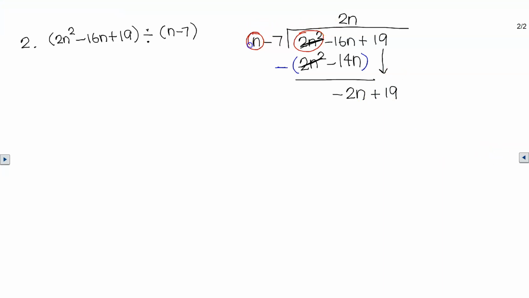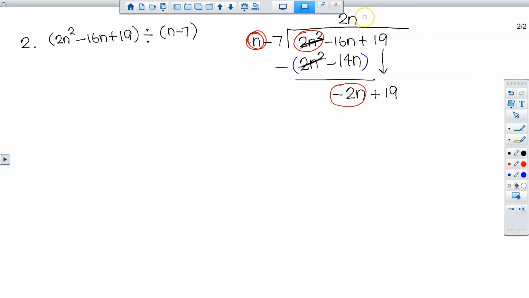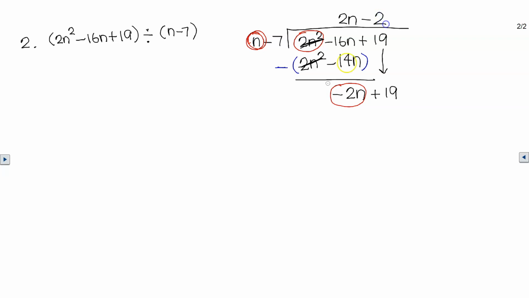So this time around, we're going to ask how many times will n go into negative 2n. So in other words, what would I have to multiply times this n to get it to become negative 2n? We would have to multiply n times negative 2 to get that to become a negative 2n. All right, so now let's multiply. We're going to do a negative 2 times n. That will give us a negative 2n. And then we'll also do a negative 2 times a negative 7, which will give us a positive 14.